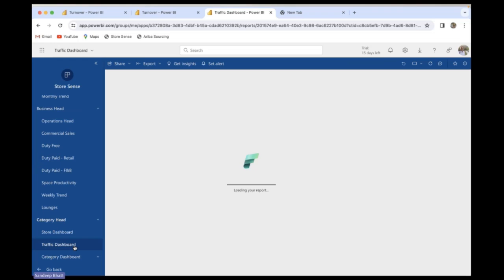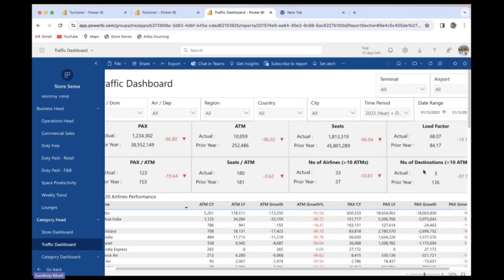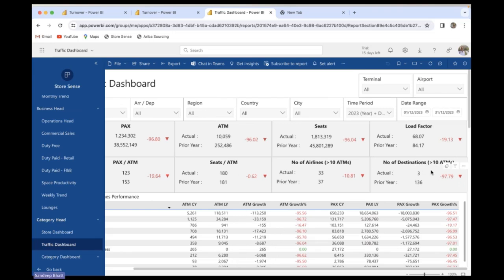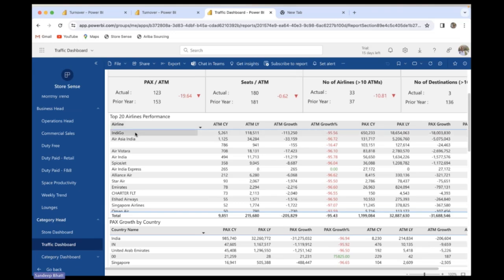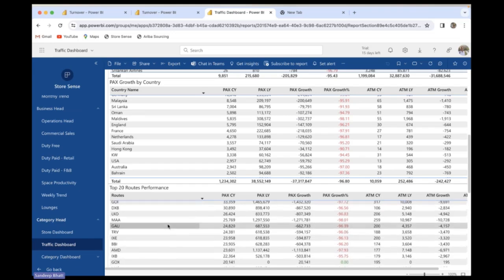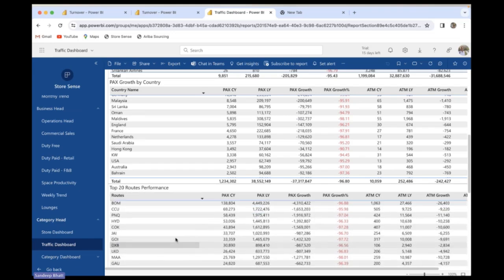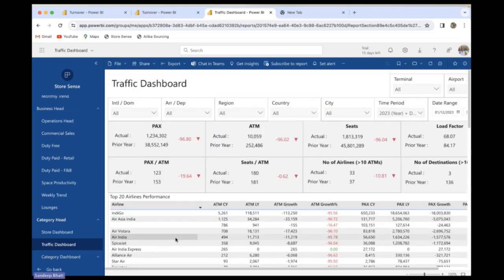In a similar way, since we are also connected to AODB, we can pull out a traffic dashboard for you to look into in terms of pax versus ATM versus seat load factor, number of airlines having more than 10 ATMs, and number of destinations with more than 10 ATMs. Then you will see how airlines have been performing, what the pax growth by country to your airport is, and the top 20 route performance. These are all AODB data, which we can get from your AODB and build these dashboards for you.